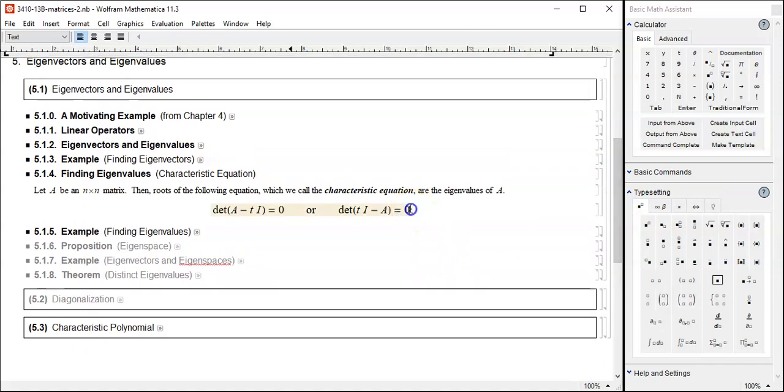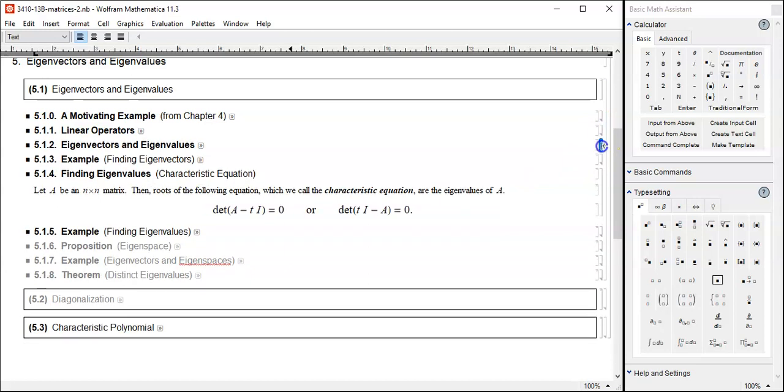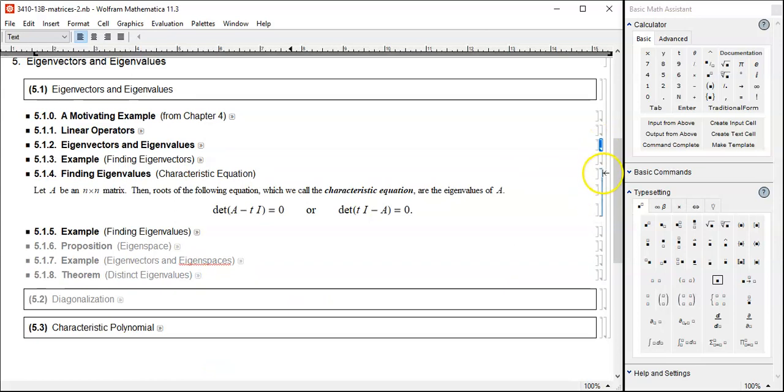Why? Why is this giving us the eigenvalues? Here is the definition of the eigenvalues and eigenvectors: L of V equals lambda V. That's one thing. And the determinant equation, that's another. How are they related so that the solutions of this characteristic equation turn out to be the eigenvalues? Let's answer that question, and that's the final piece of the puzzle.